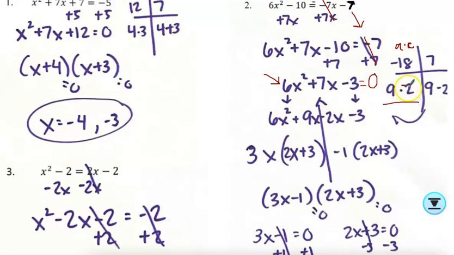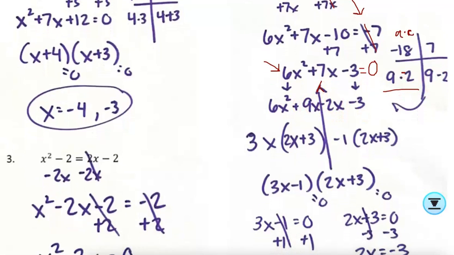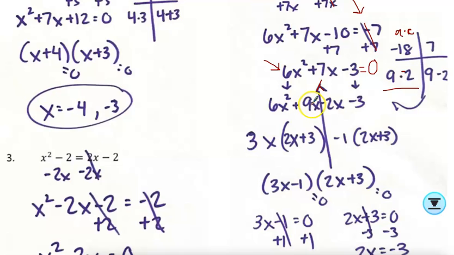Once you find your terms, you're going to split up your middle term with these two numbers. Again, it does not matter the order. You would still get the answer correct. I put 9x first. Bring down your first term and your last term. Go ahead and split the problem in the middle. We're going to factor by grouping.